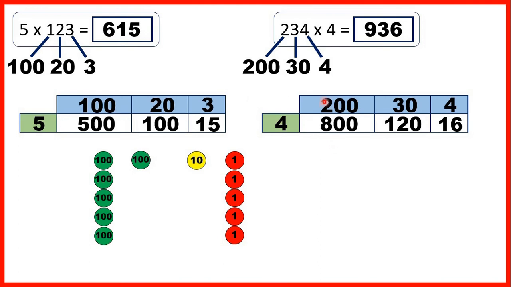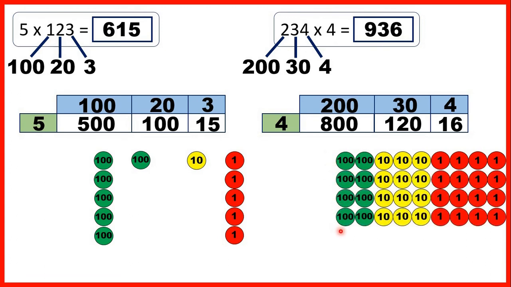Then for this question, we had 234, so that's 2 hundreds, 3 tens and 4 ones. We were multiplying by 4, so let's show these place value counters 4 times. Now we have 16 ones, which we can regroup into 1 ten and 6 ones.